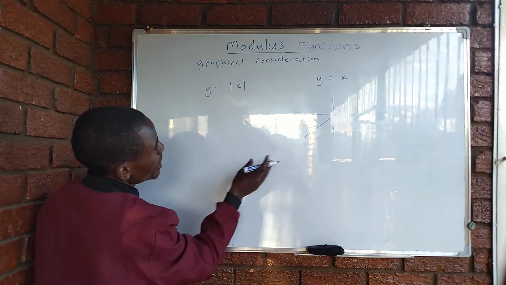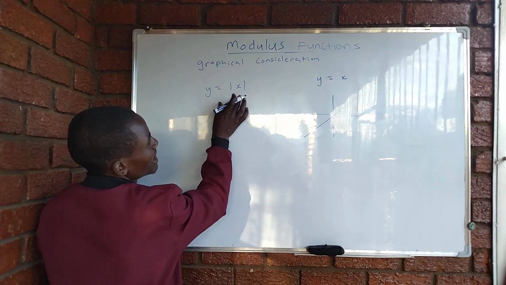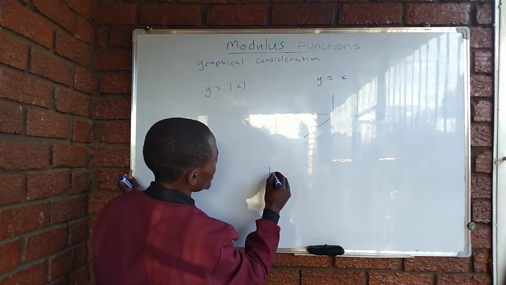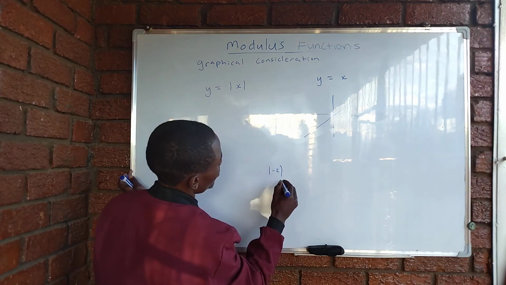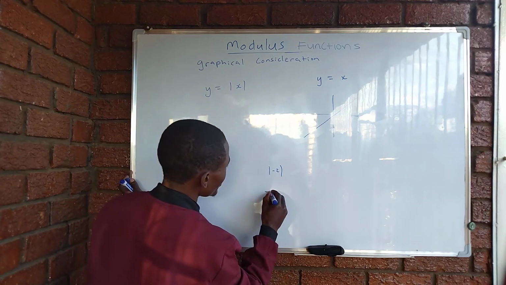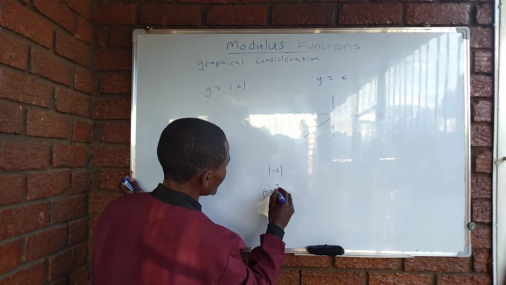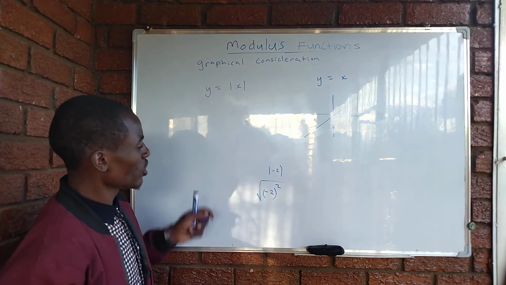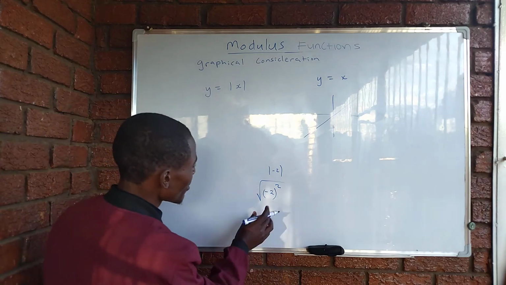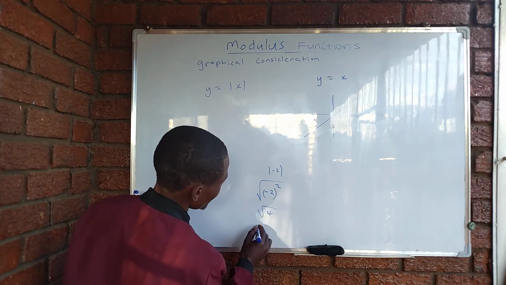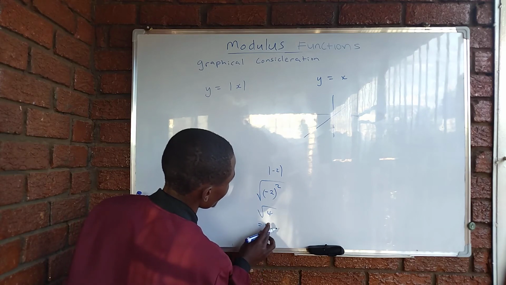Then the modulus. Y is equals to modulus x. For example, modulus minus 2. Modulus minus 2 is the square root of minus 2 squared. Minus 2 squared is 4, right? The square root of 4 is equals to 2.